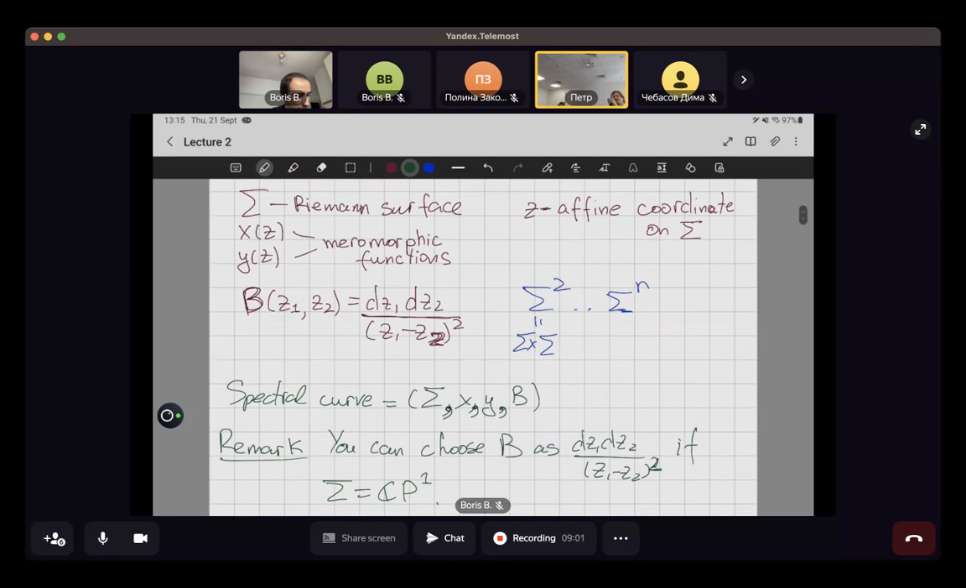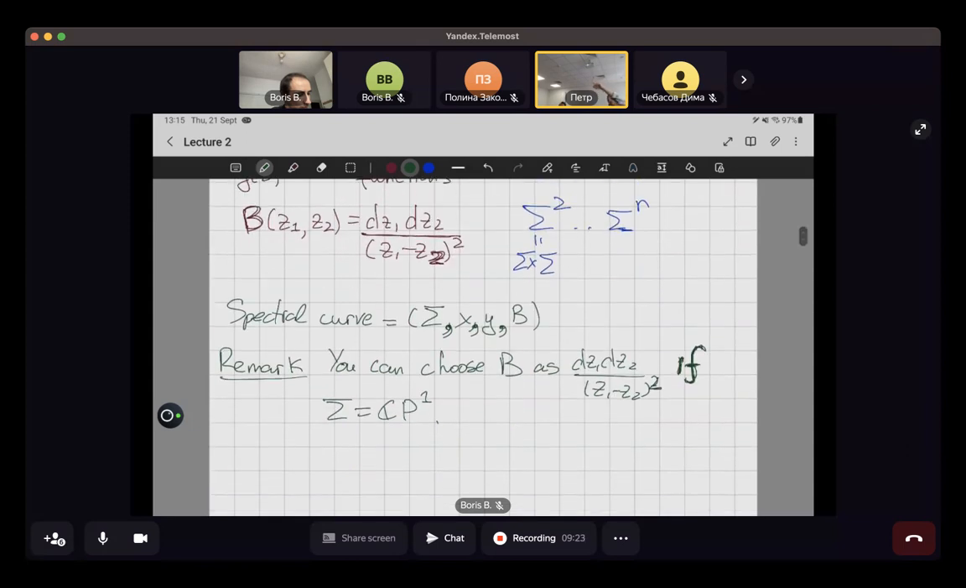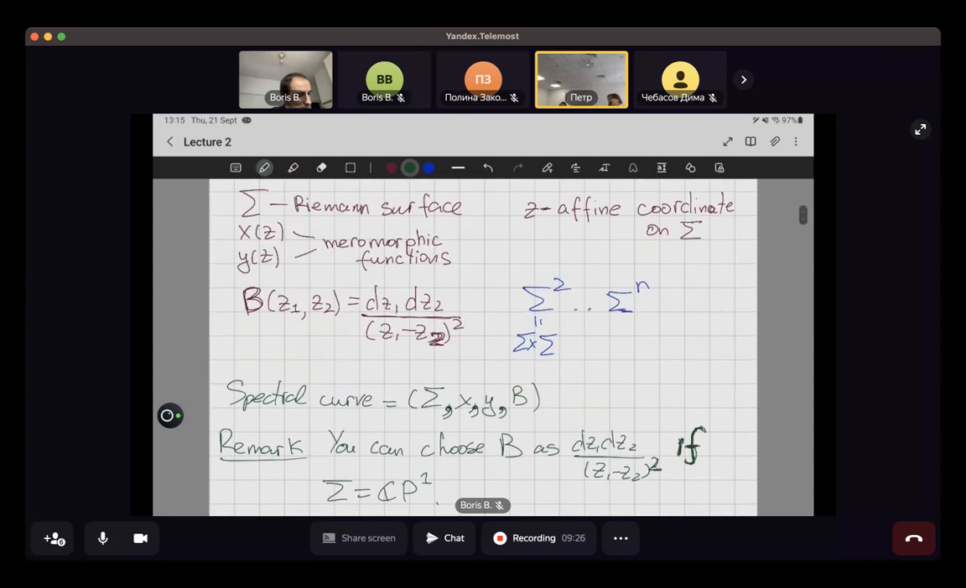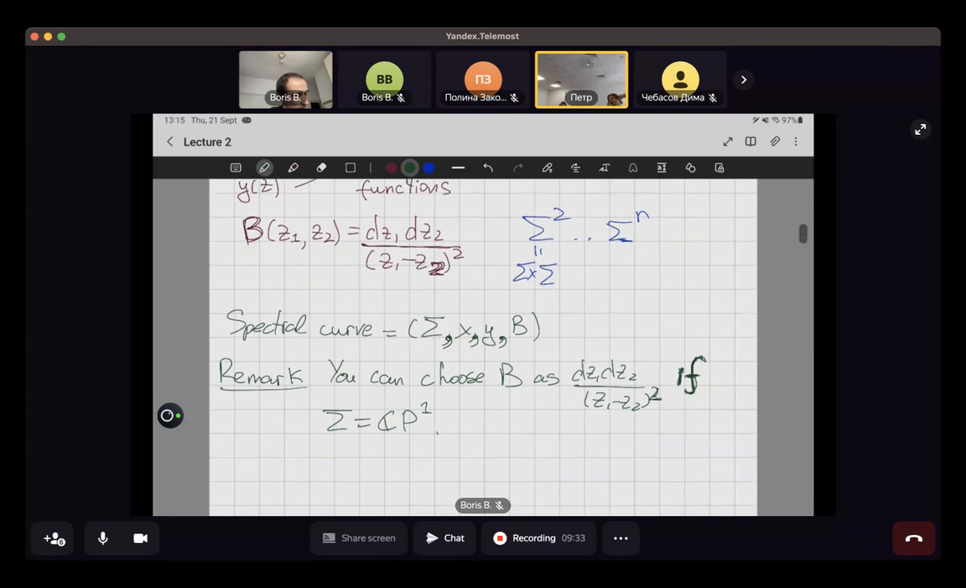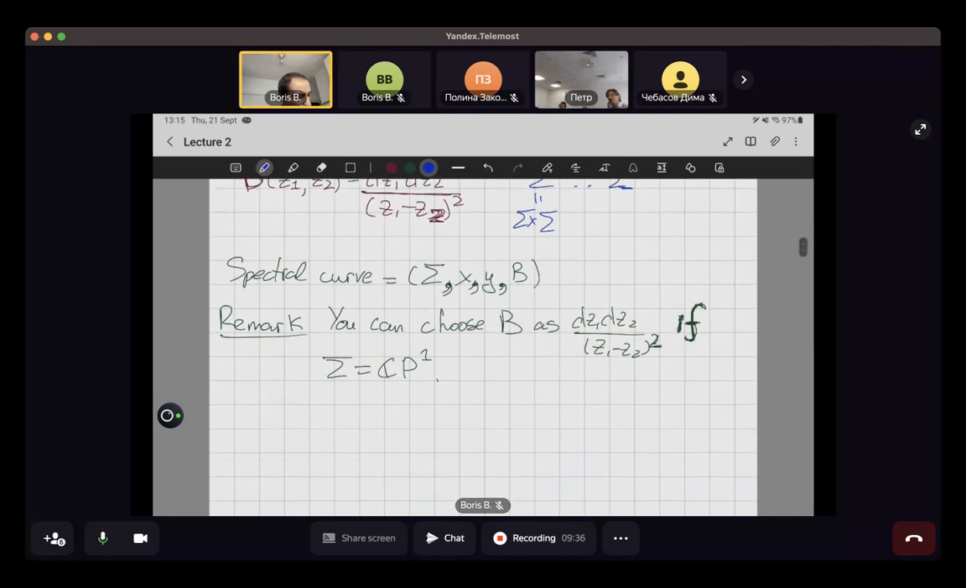So you have this in the general case when you have some higher genus, then we have some requirements on B. It doesn't have this form as written here, but it is still required to have a double pole on the diagonal. You see here in this CP1 case, when Z1 is equal to Z2, you have a pole of order 2 on this diagonal in this Cartesian square of sigma. So maybe let me write it down.